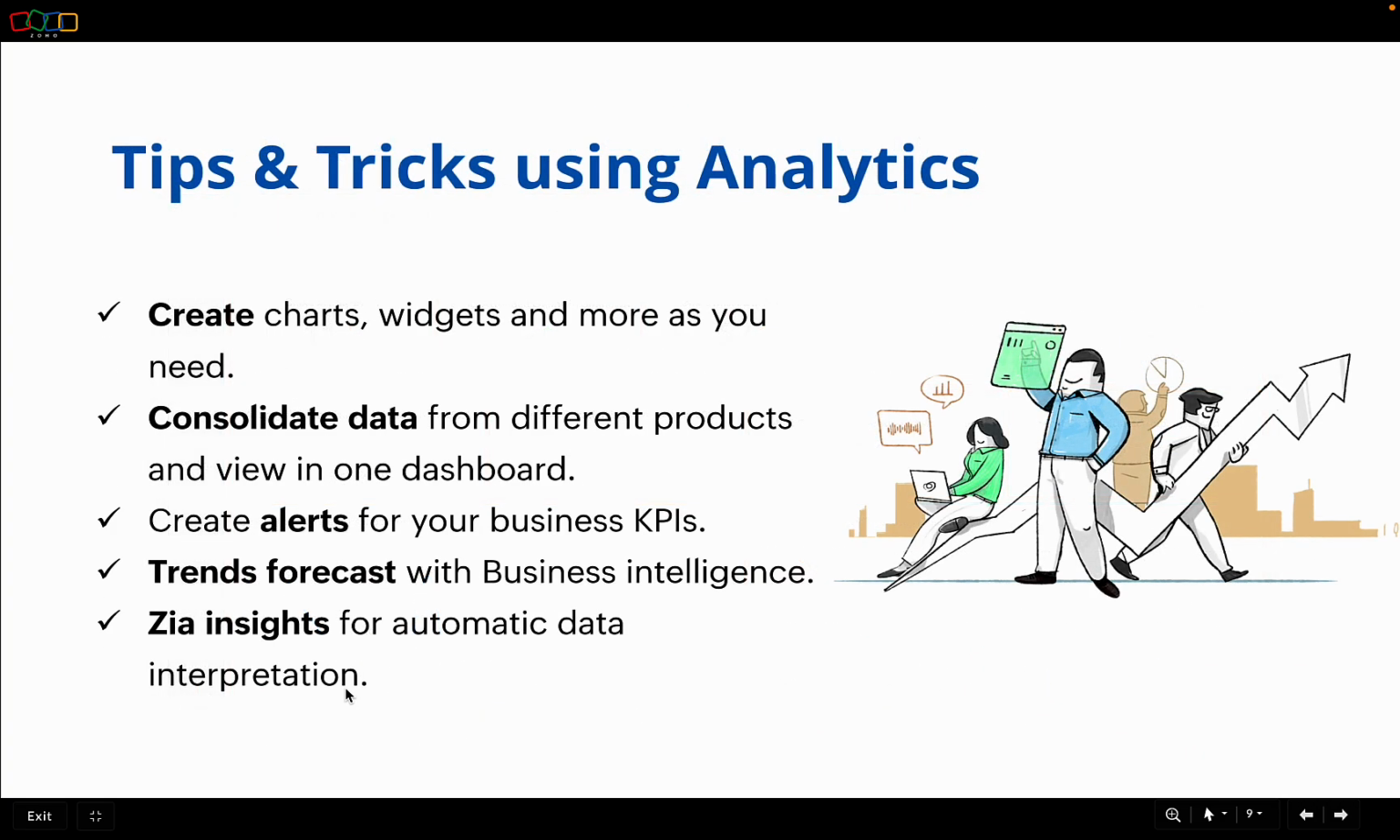And then tips and tricks, we just saw that you can create charts and widgets as you like, and consolidate data from different products and view it in one dashboard. So this is what we saw with the CRM data and SalesIQ data, and we actually saw the number of deals that were won with the leads pushed from SalesIQ to CRM. So that was with the consolidated data. And we also created business alerts for business KPIs. We saw the trends forecast with business intelligence, and we also saw ZIA insights. So that was about Zoho Analytics.